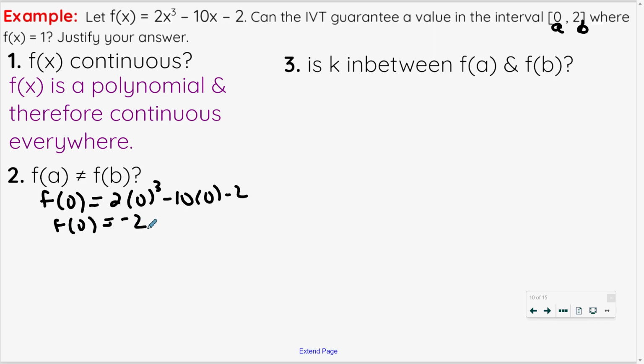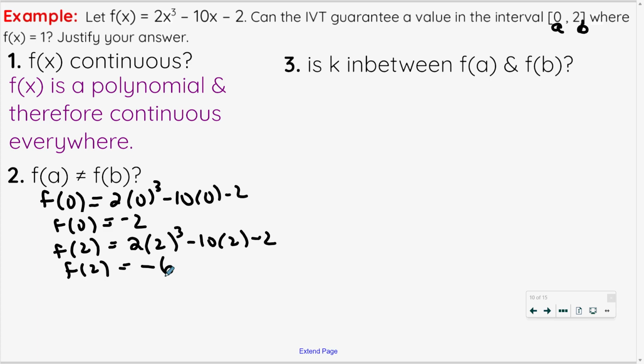Let's do the same thing for b. So f of 2, plug that in. I've got 2 times 2 cubed minus 10 times 2 minus 2. So f of 2 is equal to, number crunch that out, I get -6. So requirement number 1 is met, requirement number 2 is met. The endpoints are not the same. Let's look at requirement number 3. Is k in between there? This is my k value here.